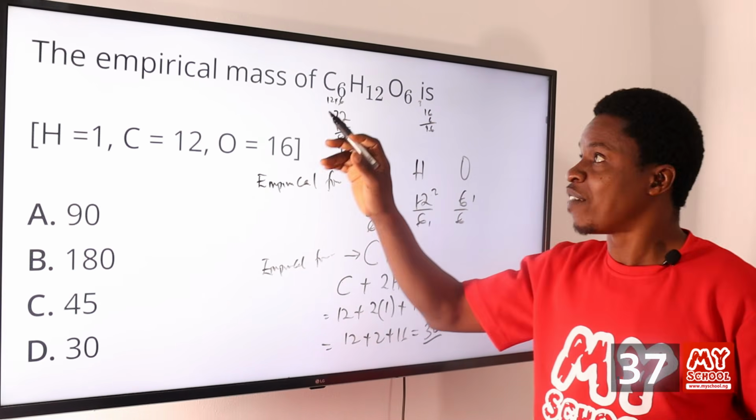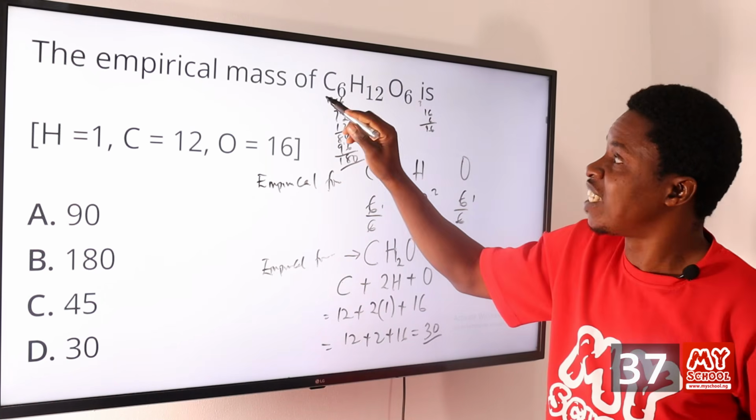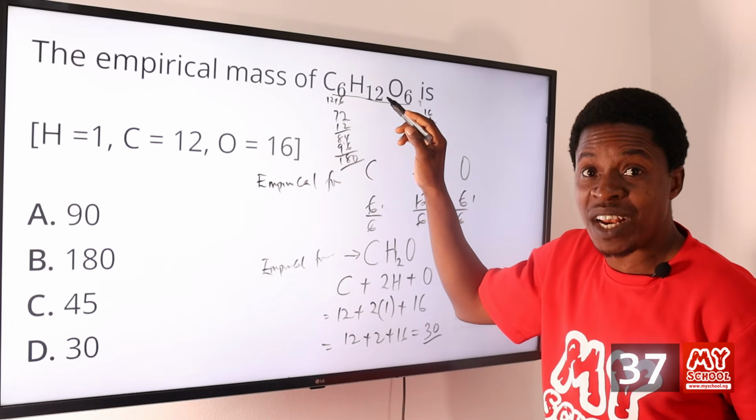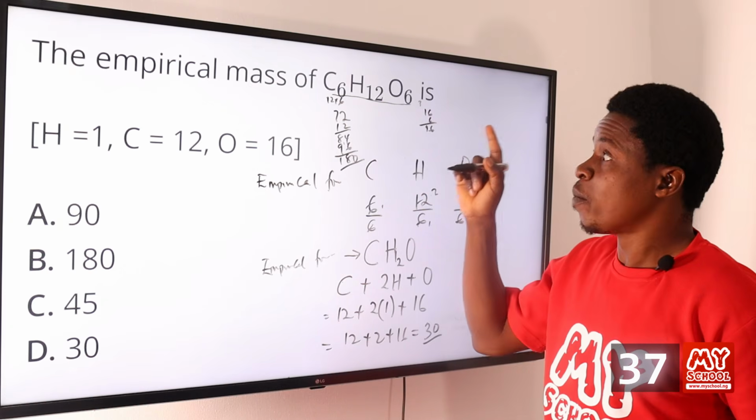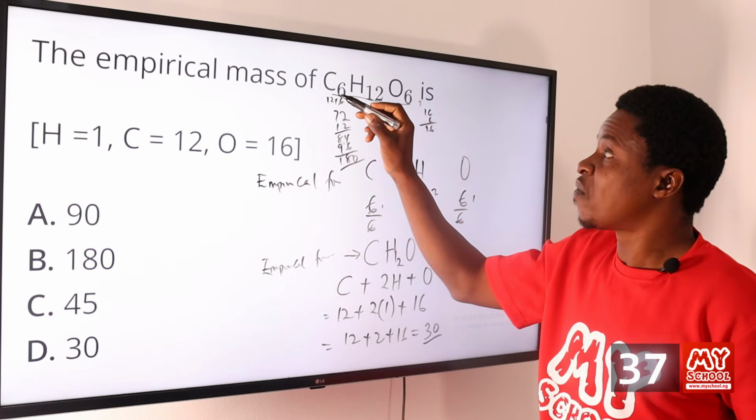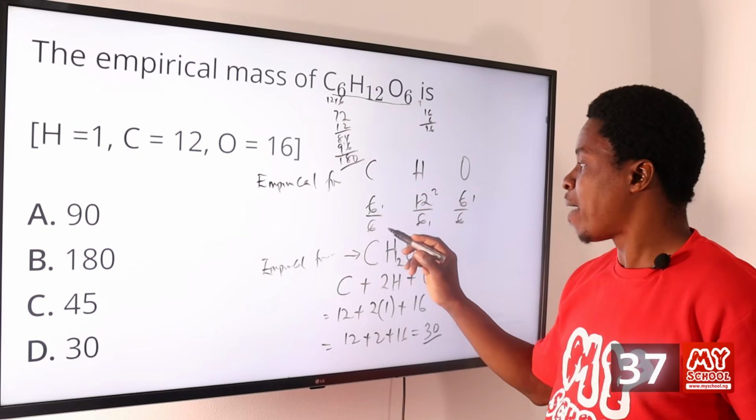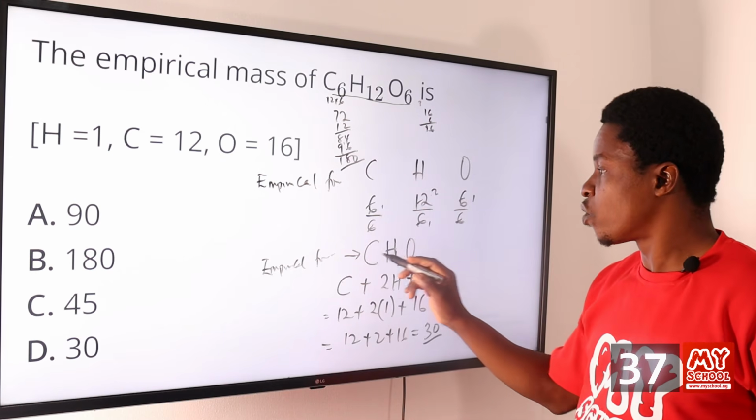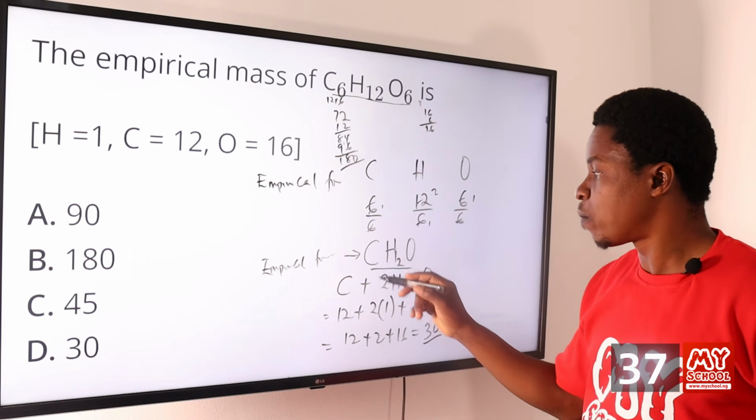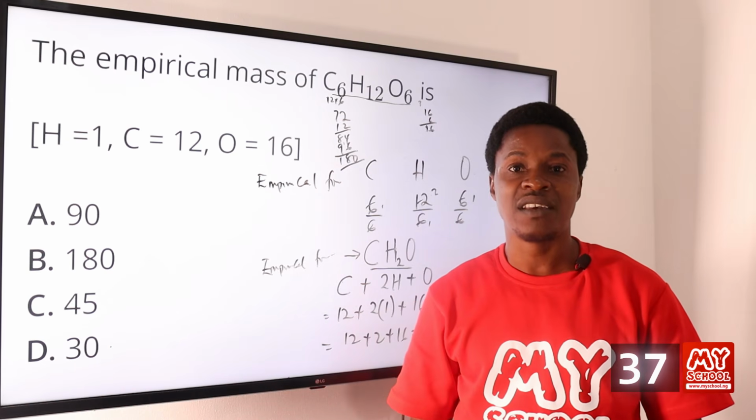So a lot of students would have just said, okay, since we have this one, let me just multiply 12 times 6, this plus this plus this. But this is not the empirical formula. This is the molecular formula for glucose. We ask for empirical mass, so you need the empirical formula to get the empirical mass. That's why you must reduce it to the simplest form by dividing all the 6, 12, 6 by 6, as we did here, to have CH2O. So this is the empirical formula. Now we can calculate the empirical mass from this, which gives us this. So the correct answer is option D, 30.